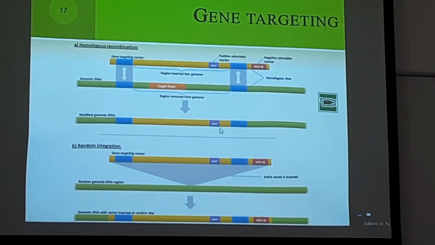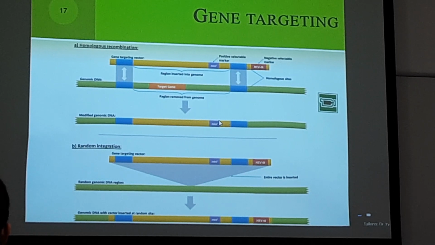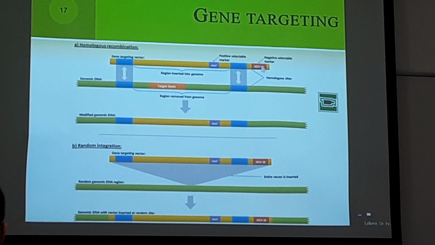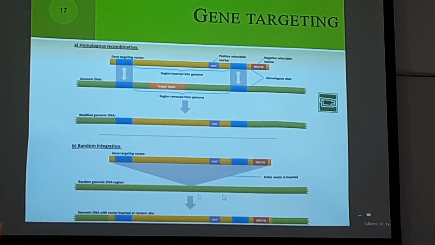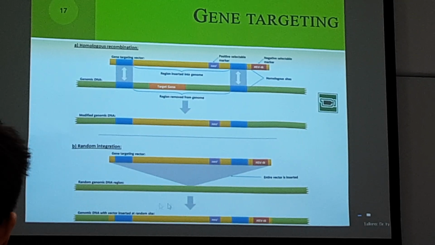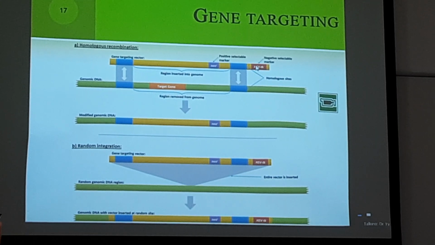So you add some markers. For example, you can have a positive selectable marker, which is something that will light up, that will give you some light. And you also have something called a negative selectable marker, because apart from homologous recombination, the gene can also be directly inserted into the genome. That is not what we want, because it is just inserted in the middle, but the target gene is still there somewhere. So by having the negative selectable marker, if it is really done by homologous recombination, the negative marker won't go into the genome.